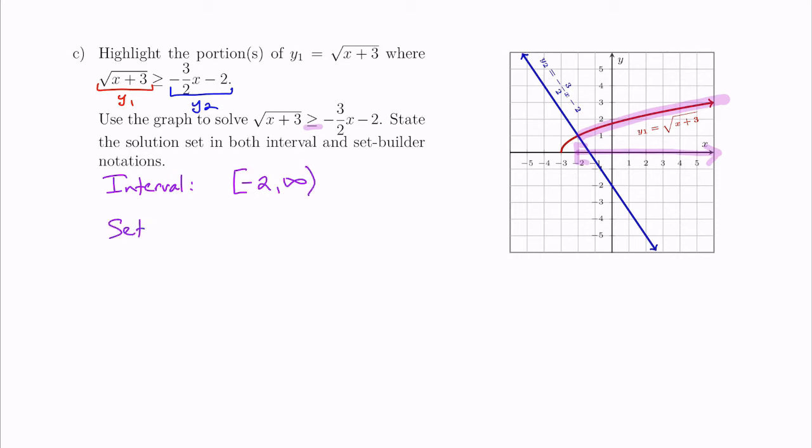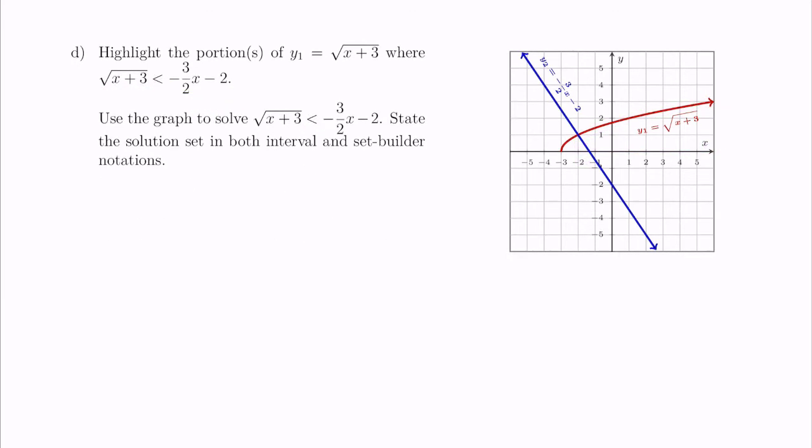In terms of the set builder notation, the solution set here would be the set of all x's where we need to make sure the x values are greater than or equal to negative 2. Again, we need to be sure to have that greater than or equal to match with the fact that the inequality was allowing for greater than or equal to. It's the same reason we have the square bracket on the negative 2 in the interval notation.